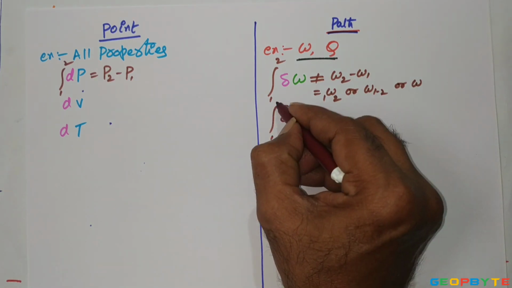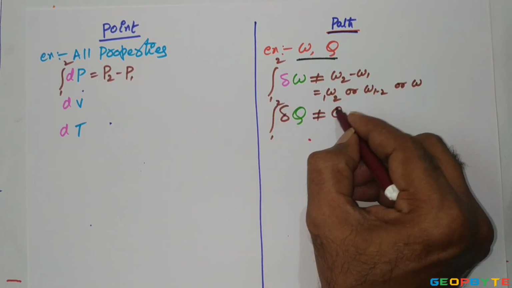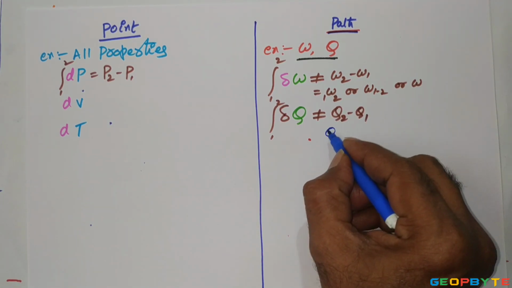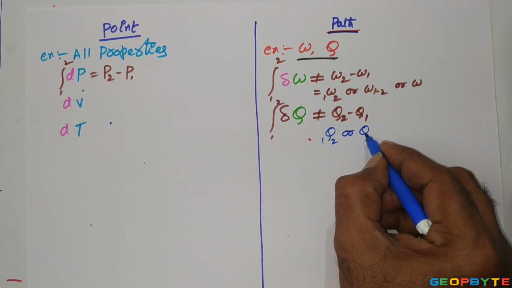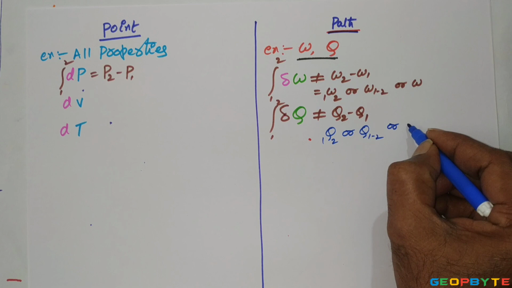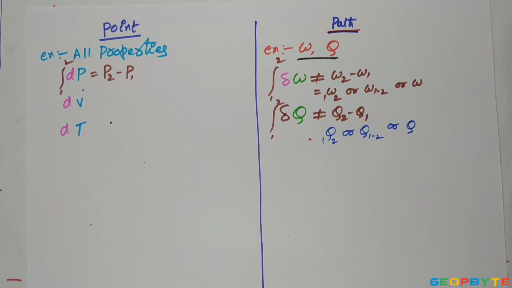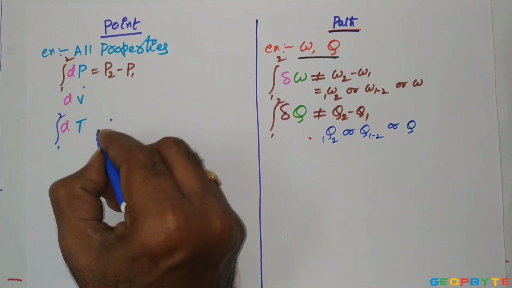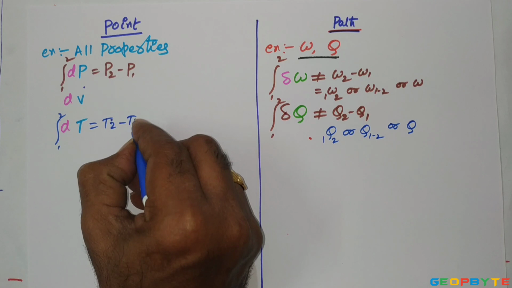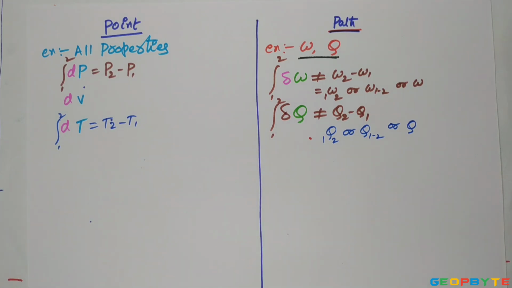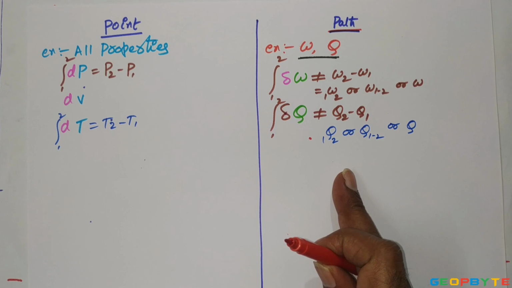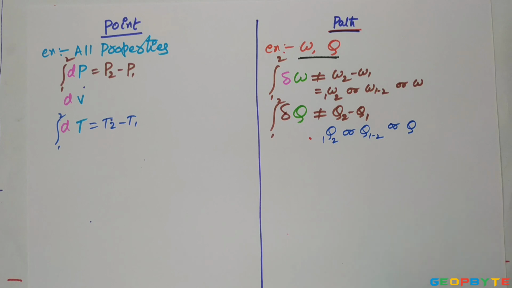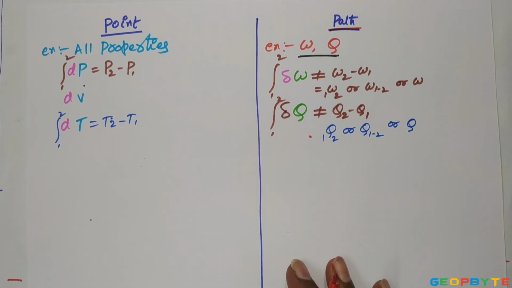Similarly, integral 1 to 2 del q should not be written as q2 minus q1, but can be written as q1-2, or simply q. From this you can conclude that point function quantities can be written by their difference, but path function quantities cannot be written by their difference. The reason is path function quantities are not only depending on the initial and final states, but also the path followed by the process.